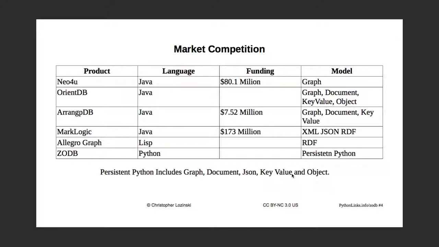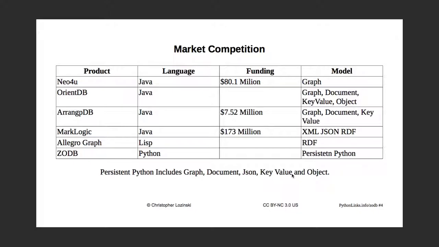MarkLogic, they're the heavyweight. They got $173 million in funding, used by most of the banks. Neo4j got $80 million. This is a hot market. But these are mostly applications written in Java. And the problem with Java is it's statically bound. You just don't have the power and flexibility.